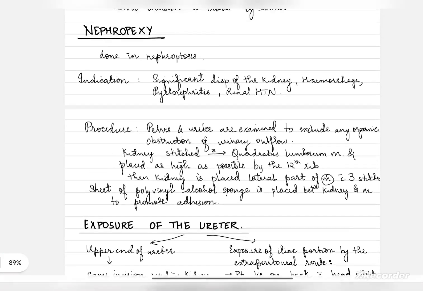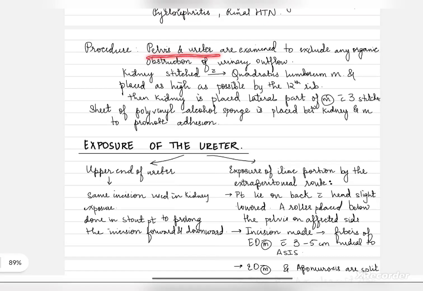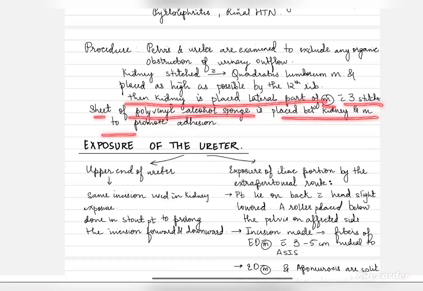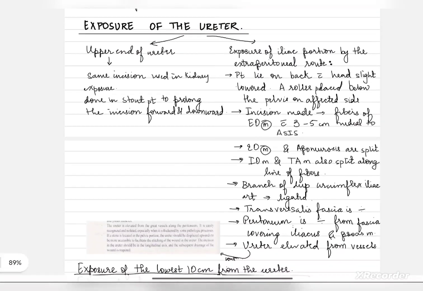Next is nephropexy. It is done in nephroptosis. Indication is significant displacement of the kidney, hemorrhage, pyelonephritis, and renal hypertension. Pelvis and ureter are examined to exclude any organic obstruction of urinary outflow. Kidney is stitched to the quadratus lumborum muscle and placed as high as possible by the 12th rib. The kidney is placed on the lateral part of the muscle with 3 stitches. Sheath of polyvinyl alcohol sponge is placed between the kidney and muscle to promote adhesion.